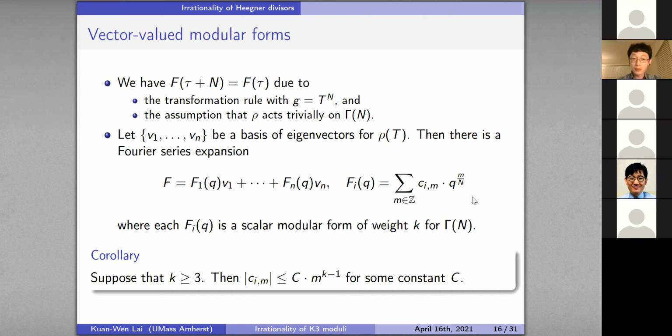So we have this immediate corollary. Suppose again k is greater than or equal to 3. Then the coefficients of these modular forms are all bounded by some constant times n to the power k minus 1.